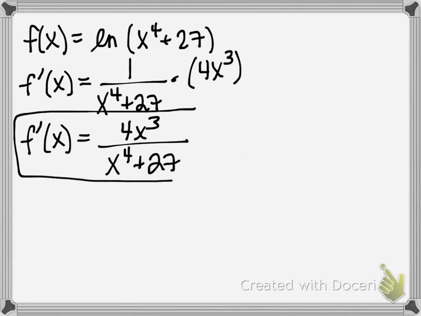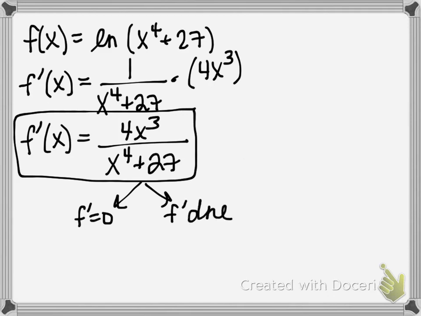Now, critical numbers are found by analyzing where the derivative is equal to 0 and where the derivative might be undefined. So in order for this derivative to equal 0, since it is a fraction, we know that a fraction would only equal 0 if the numerator is equal to 0. So we can basically just set the numerator equal to 0 and solve. 4x cubed equals 0. So clearly x equals 0.